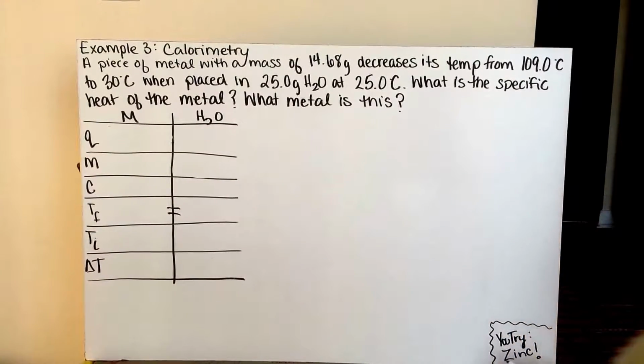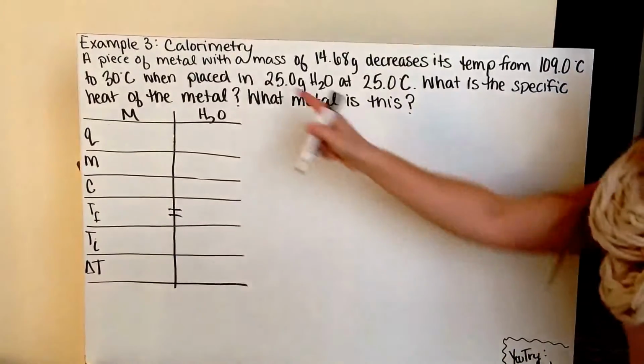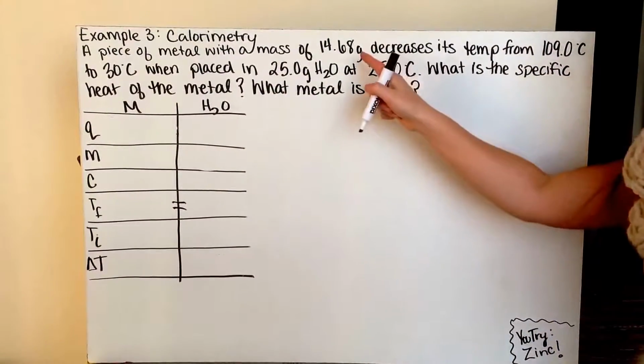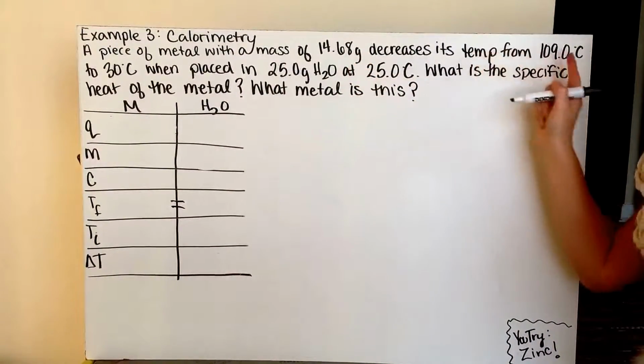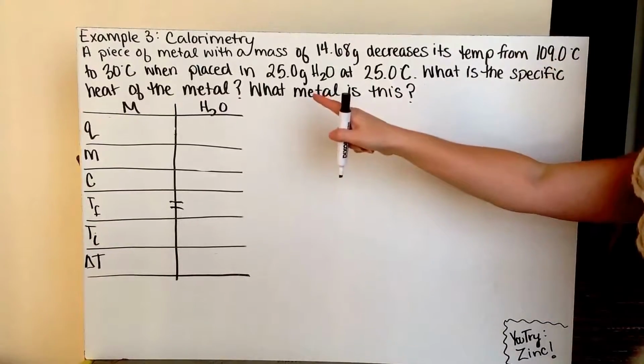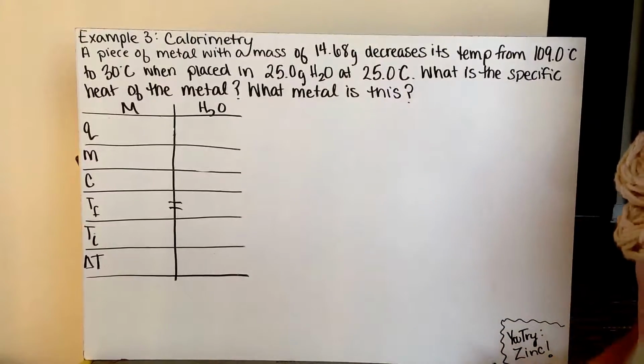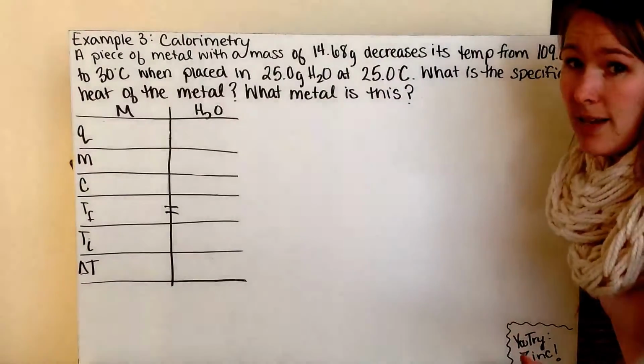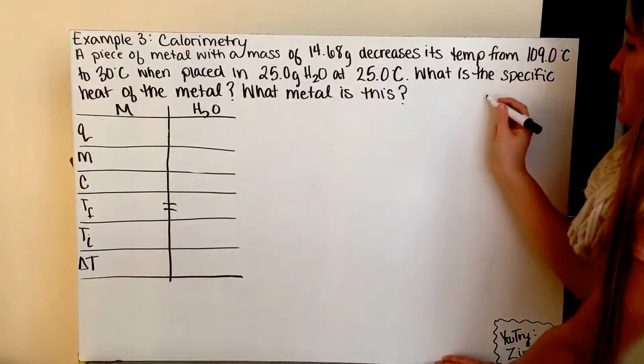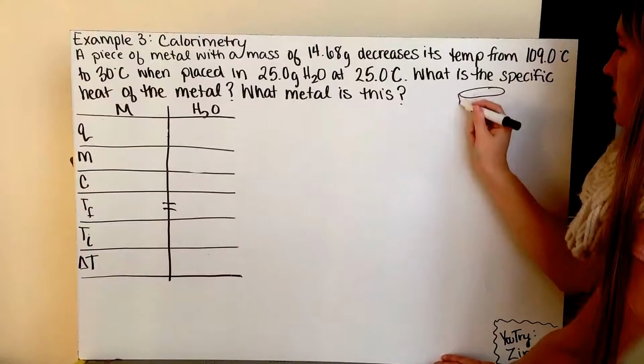Example 3 is going to take it one step forward. Here I have a piece of metal with a mass of 14.68 grams, decreases in temperature from 109 to 30 degrees Celsius when placed in 25 grams of water at 25 degrees Celsius. That's a lot of numbers and a lot of words. So I'm going to draw a picture to help myself sort it out first.